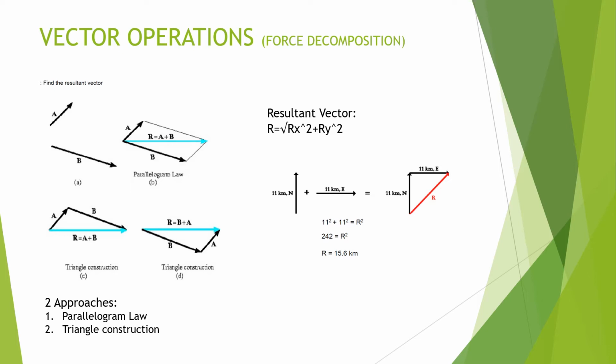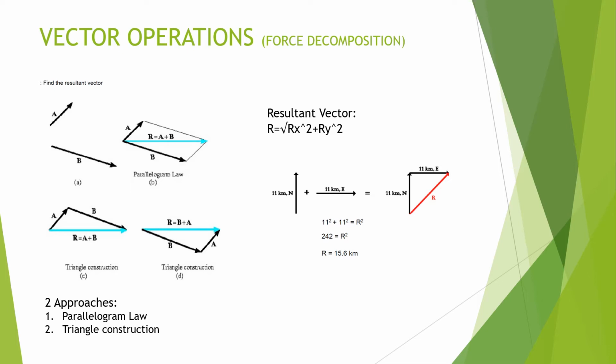In vector operations, we have a formula to determine the resultant vector's quantity. The quantity of the resultant vector equals the square root of vector 1 squared plus vector 2 squared. For the direction of the resultant vector, we have two laws to determine that.